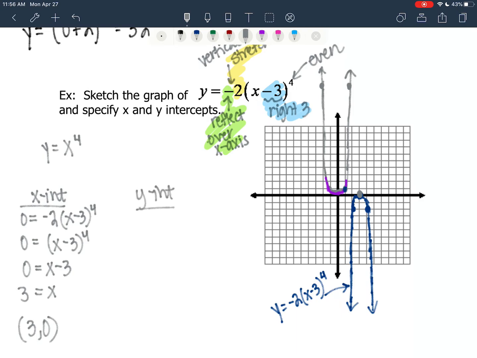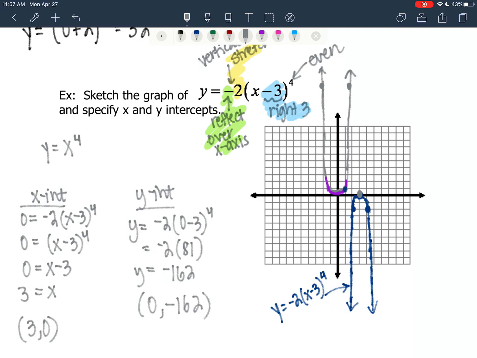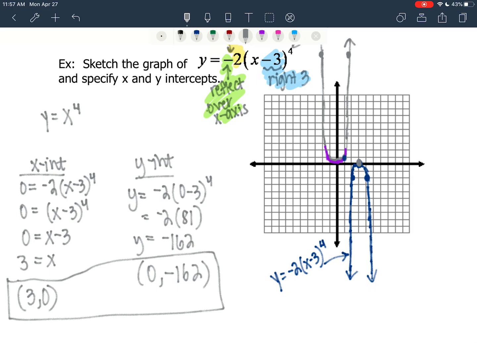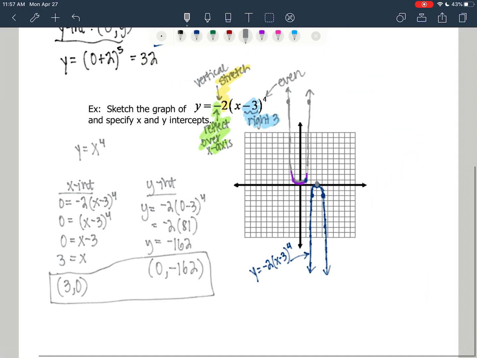And our y-intercept, according to our graph, we can't even see our y-intercept. It's huge. That number is very large. So our y-intercept is the value of y when x is 0. So I'm going to have 0 minus 3 is negative 3. Let me show you all my work there. Negative 3 to the 4th power is a positive 81. Negative 2 times positive 81 is negative 162. That's going to be 0 comma negative 162. The x-intercept, yes, but not the y-intercept, because our graph only goes to negative 10. Everything else falls far below that, right?